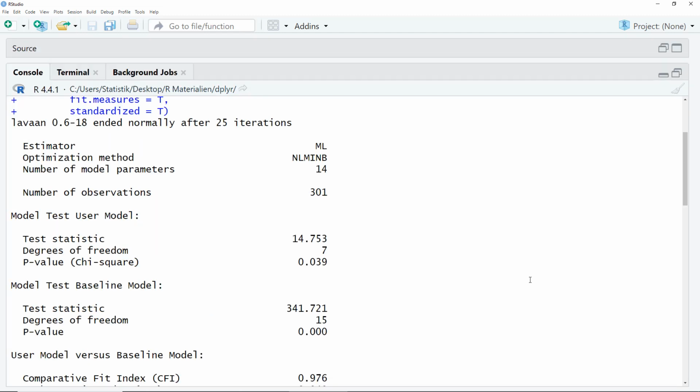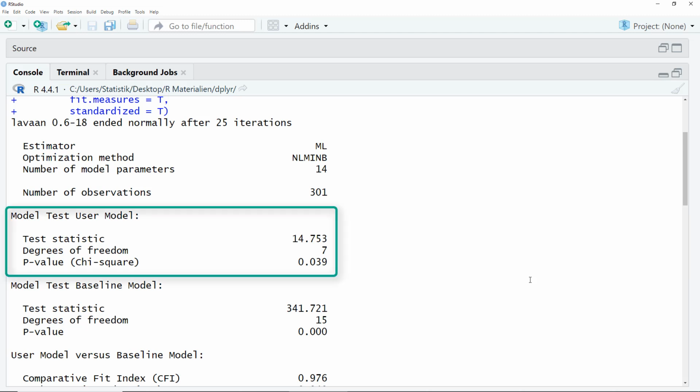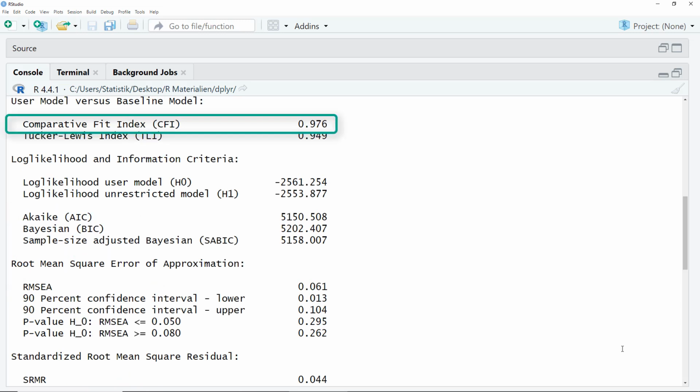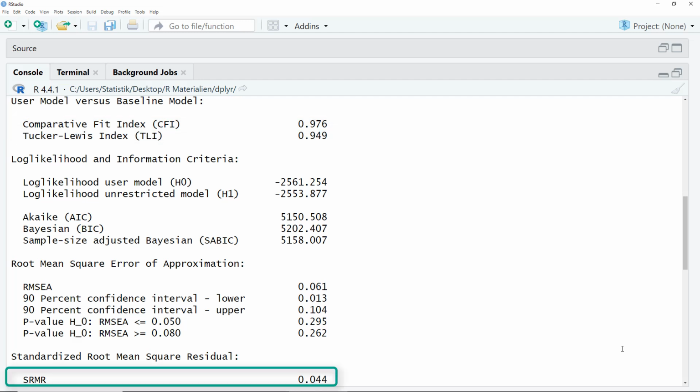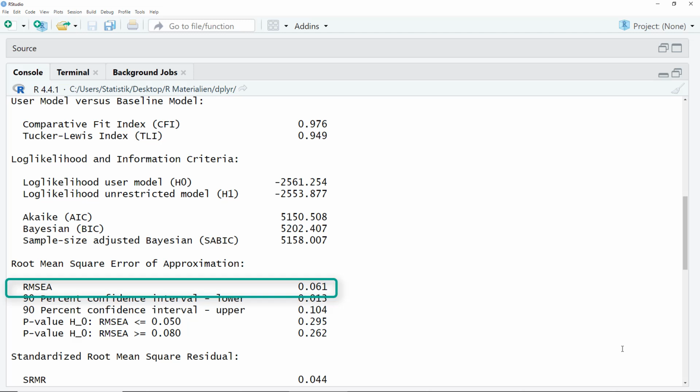Before we can use the results of the CFA to assess discriminant validity, we have to make sure that we have an acceptable model fit. Here's the model test. It's just significant, but that's almost always the case. CFI 0.976, that's good. SRMR 0.044, that's good. The RMSEA is a little bit too high, but overall I think we have an acceptable model fit, so I think we can use this model to assess discriminant validity.